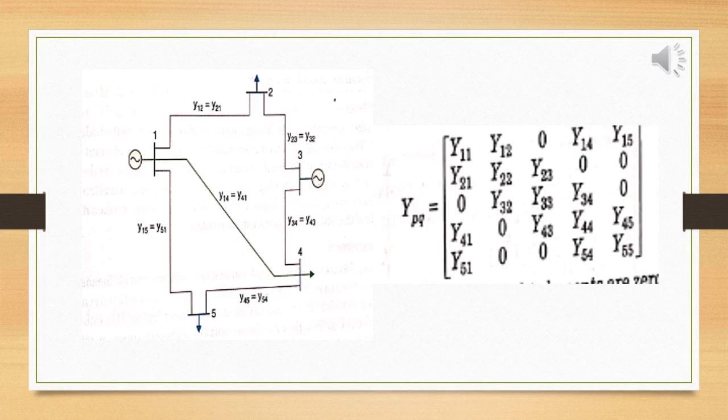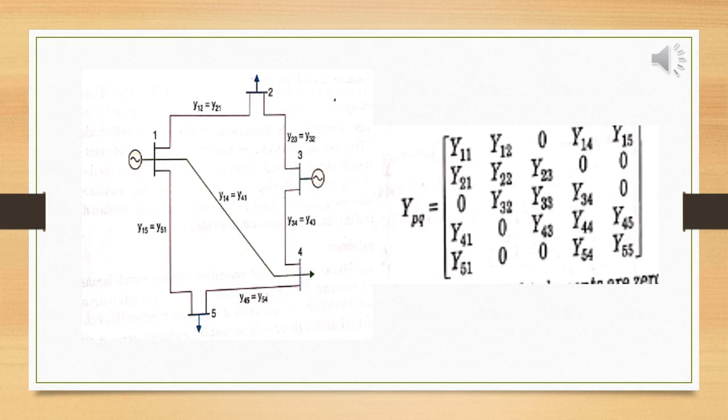Similarly there is no connection between 1 and 3, so it is 0. Y32 is there, 33 is there, 34 is there, and there is no connection between 3 and 5, so 35 value is 0. Similarly Y14 is equal to Y41, and 3 and 4 are connected, 4 and 5 are connected. Similarly we are doing the same with the 5. 5 is connected to bus 1 and bus 4 only. So Y52 and Y53 are 0. If we are forming a Y bus matrix, this will be the form.